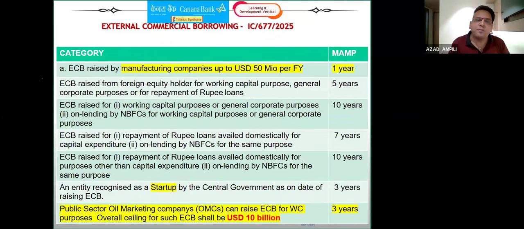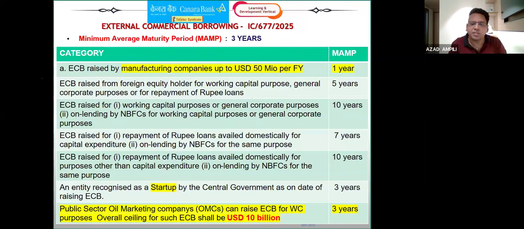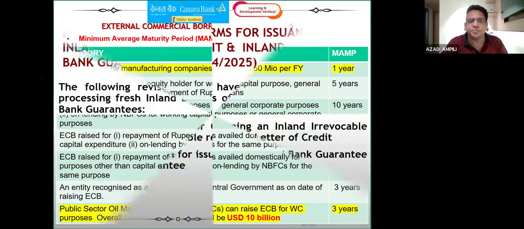Yes. See, as far as these ECBs are there, minimum average maturity, MAMP, we have to remember, MAMP. Generally it is 3 years. Minimum average maturity for everything is generally 3 years, but some exceptions are there. Just have a look. An entity recognized startup means 3 years, $3 million. Public sector banks, public sector oil marketing companies, it is 3 years.